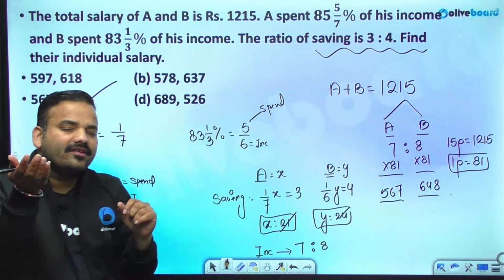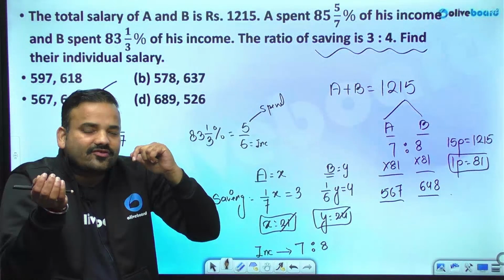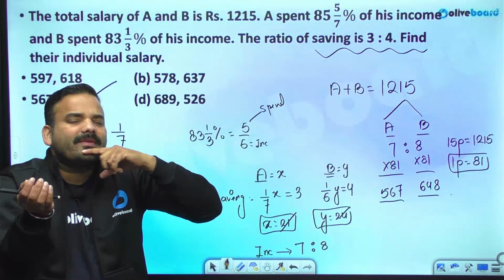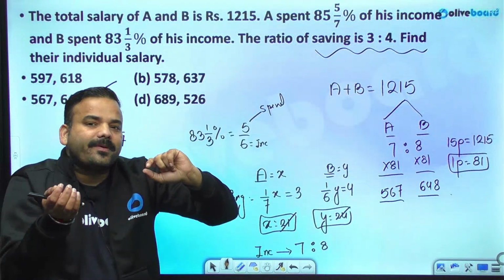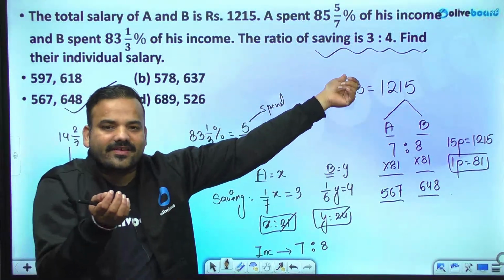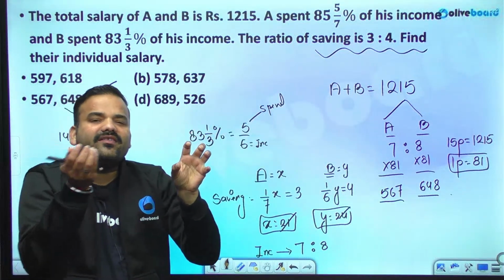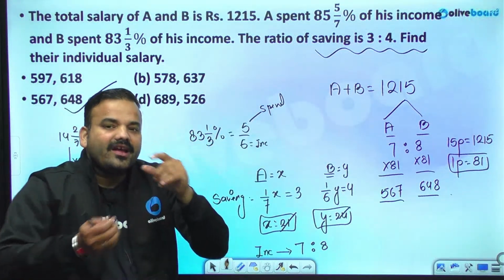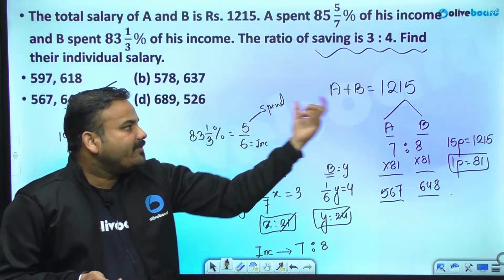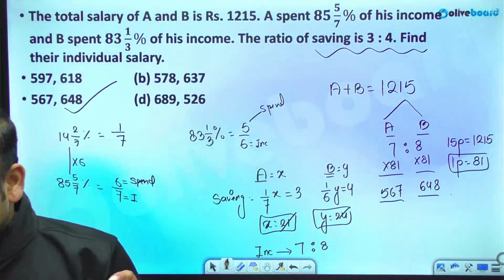What about B? B is spending 83.33%, that is 5 by 6. So out of 6, somebody is spending 5. So he might be saving 1 by 6 part. And this 1 by 6 part is equivalent to 4. If 1 by 6 is 4, the entire income will be 24. So 21 and 24 are the respective incomes. Dividing 21 and 24 by 3, we get a ratio of 7 and 8. So eliminate this and bifurcate 1215 in the ratio 7 and 8.